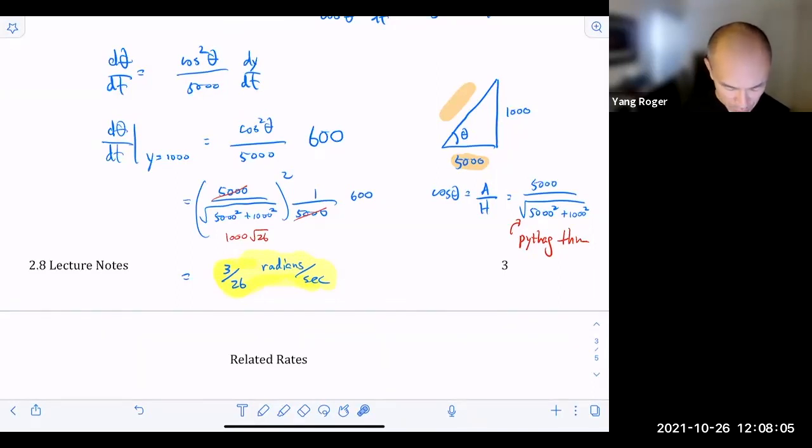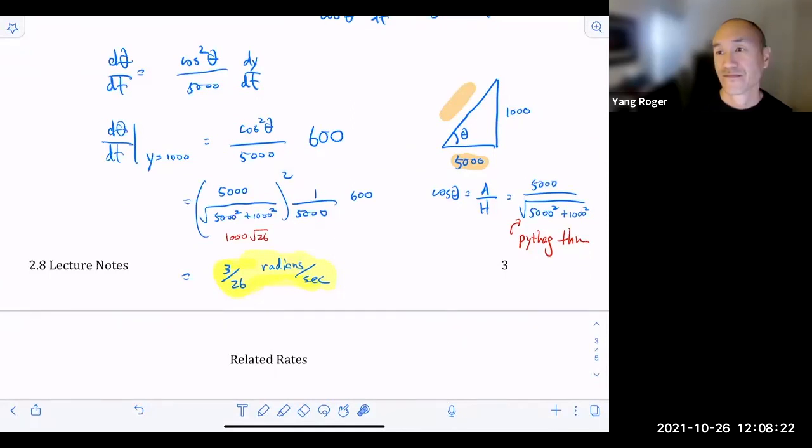I made a slight boo-boo. I should not have canceled the 5,000 with the 5,000 because that was before I squared it. So you have to square the whole thing and then cancel after. So only one of those 5,000s cancels.